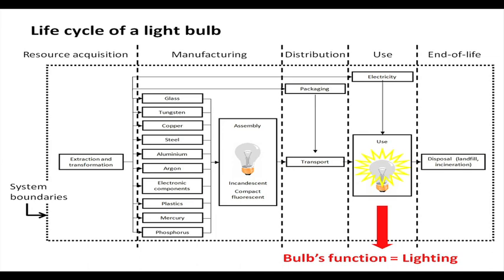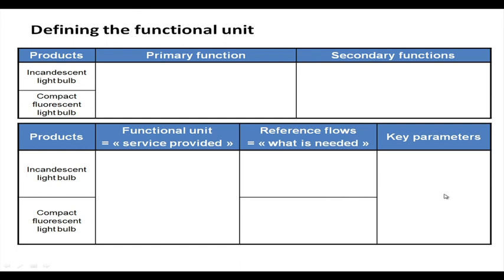So coming back to this life cycle of the light bulb, the bulb's function is lighting, to provide the light. So we know that the bulb's function is to provide the light. That's its primary function. Now we have to define the functional unit.